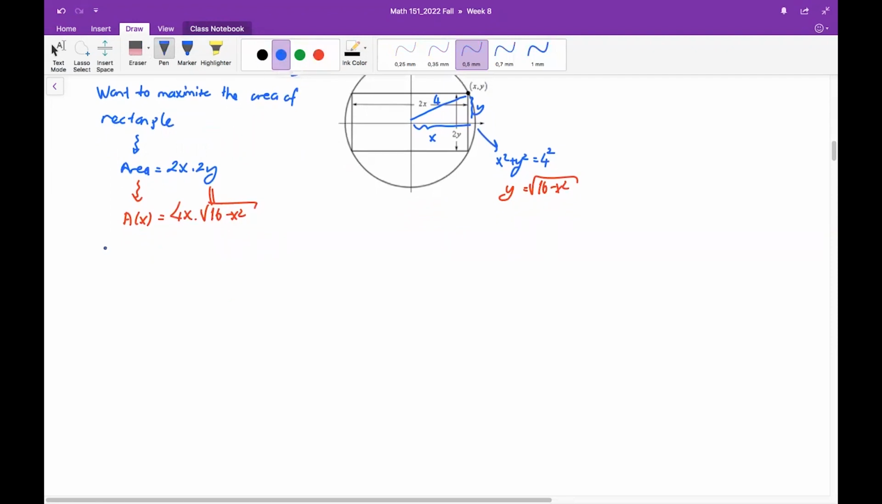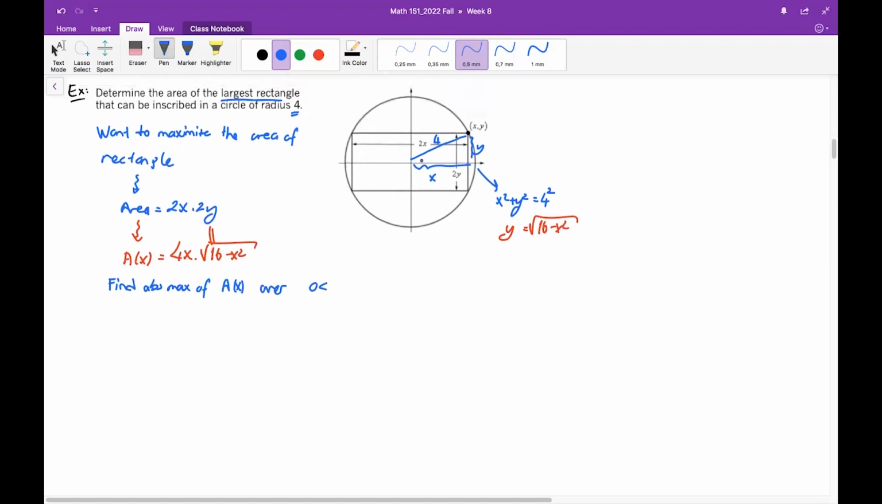Now we want to find what? Find the absolute maximum of this area function over which interval? Now it is time to decide the interval for x. As x is a length, the lower bound for x is 0. And here, by looking at this component of your function, you can understand that x can be at most 4. Because if x exceeds 4, the inside of the square root becomes negative, which can never happen.